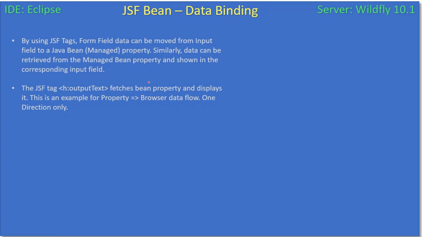For example, the JSF tag h:outputText. We used h:outputText in our previous example also. The h:outputText is a one directional JSF tag, which will read the bean property and push it to the browser session.